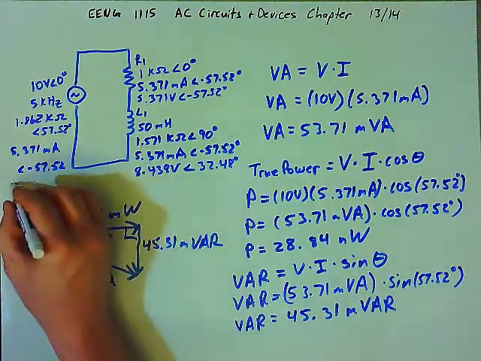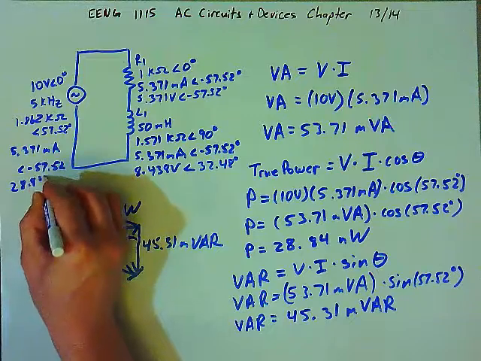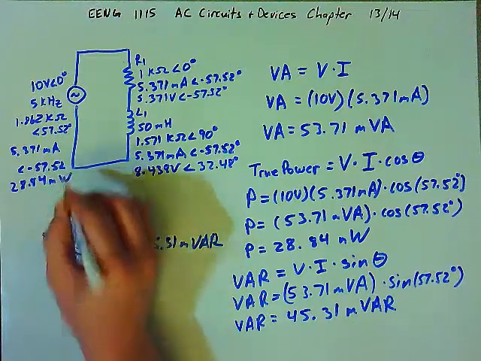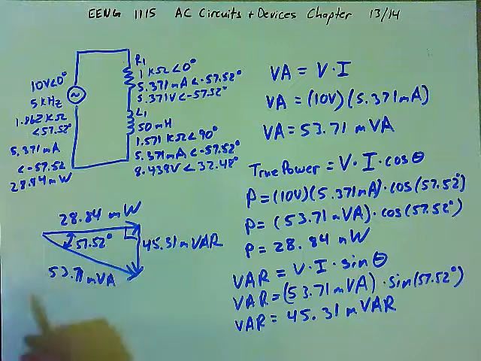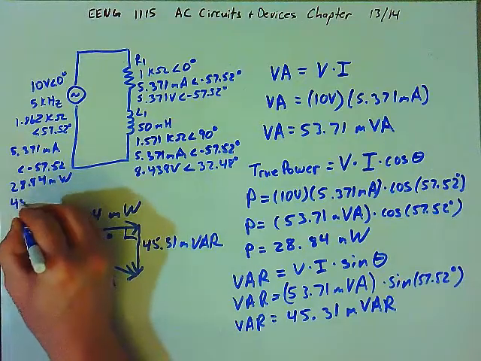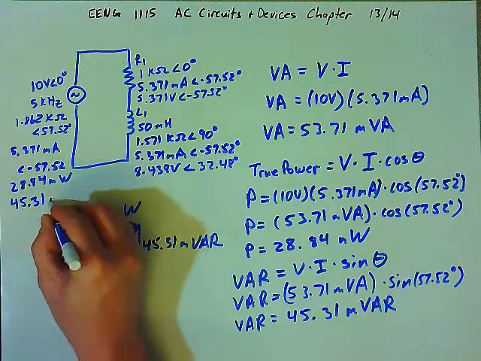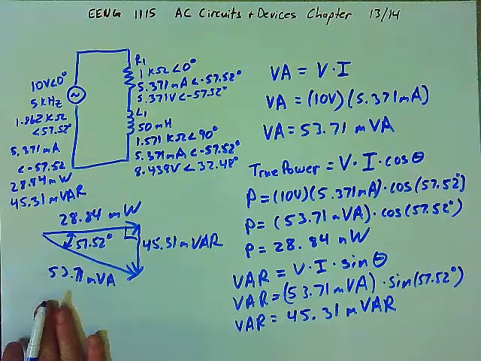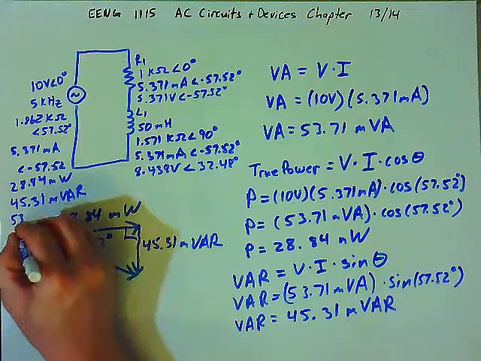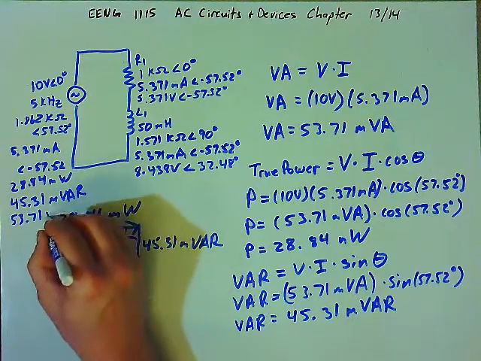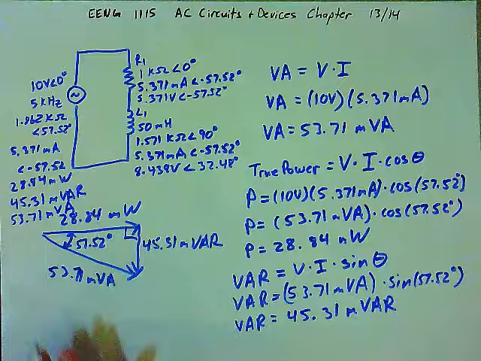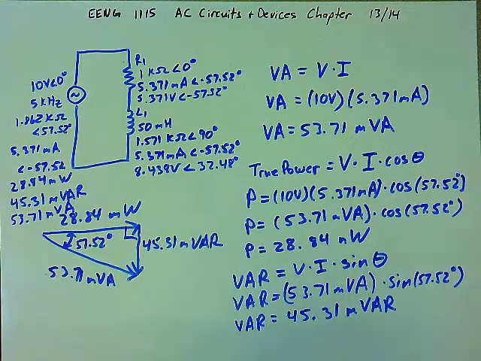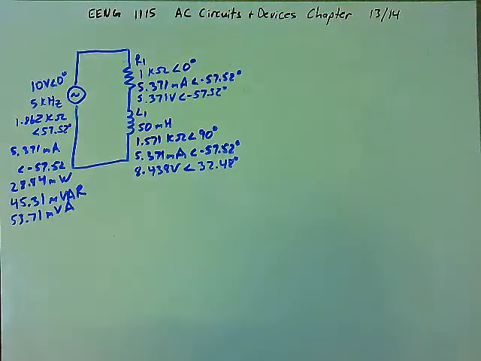The true power was 28.84 milliwatts. The VARs was 45.31 millivar. And the volt amps is 53.71 millivolt amps. So those are the three components of the power associated with this circuit. Now let's look at the power associated with just the resistor.